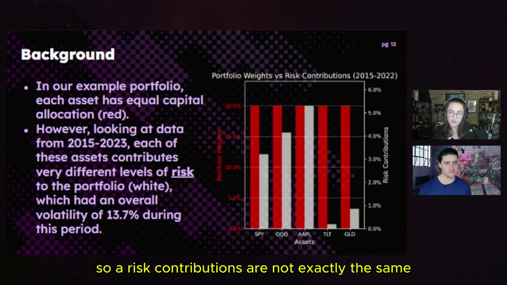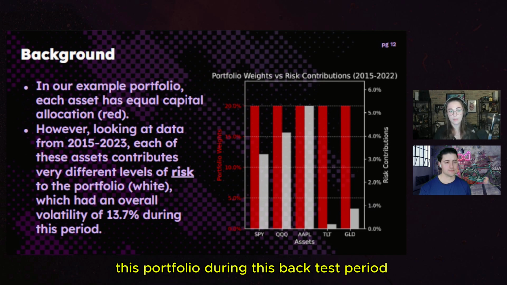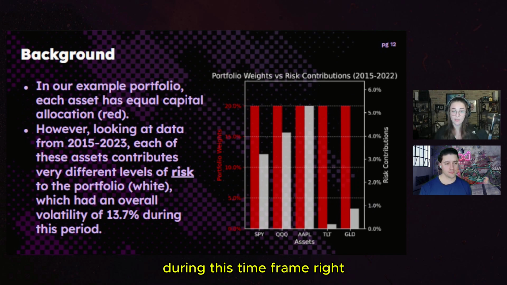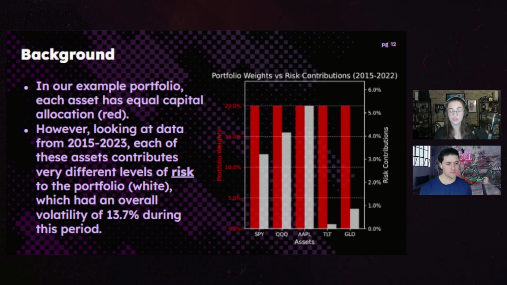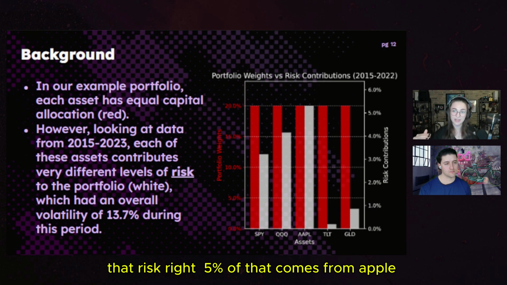Risk contributions are not exactly the same as volatility. It's a little bit different. This portfolio during this backtest period has an overall volatility of 13.7%. What we can see in the white is the risk contributions for each of these assets allocated at 20%. We can see that Apple contributes about 5% of that 13.7% volatility. I'm sorry, that risk, right? 5% of that comes from Apple.